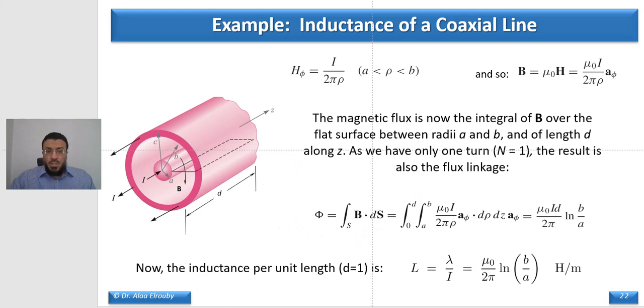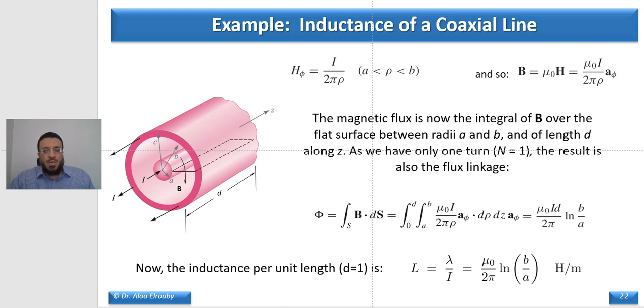So using Ampere's law, because of symmetry in phi and also symmetry in z, if we have a very long coaxial line, the field between the two conductors, in the radius between a and b, equals current I over 2 pi rho. So this is the field. Now we would like to calculate the linkage, the flux of this field across this area. So it's B dot ds.